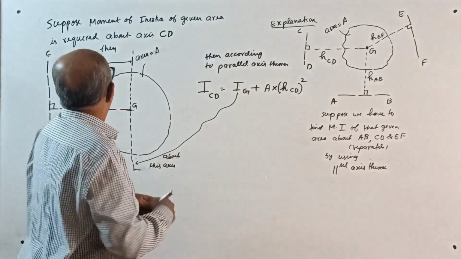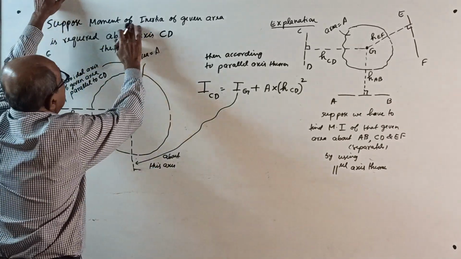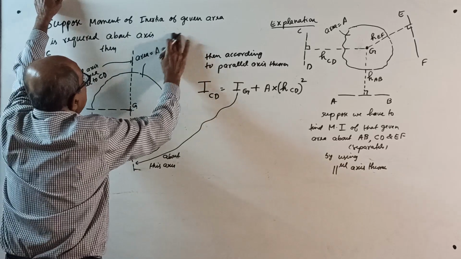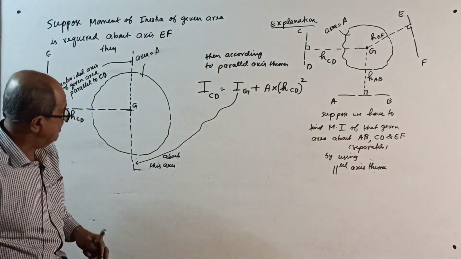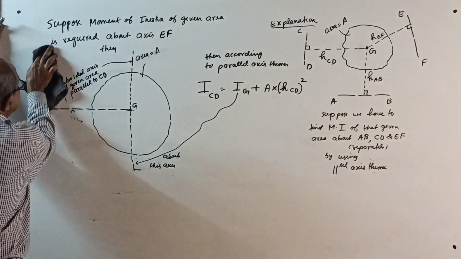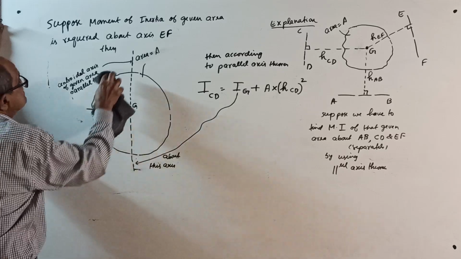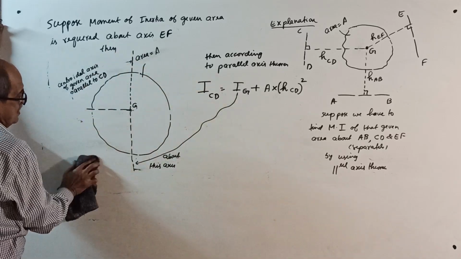Okay, then write. Lastly, suppose the moment of inertia of the area A is required about the EF axis. EF. Everything patiently you write. Okay.